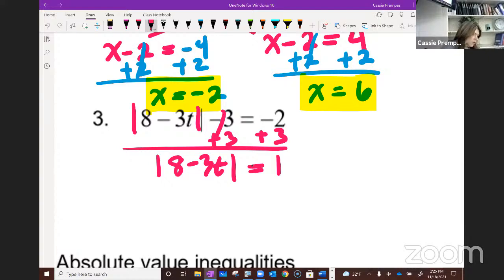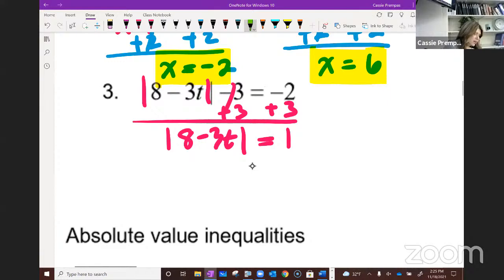Then I need to solve for both, but this time I'd like you to turn to your partner and let's do the person with the longest hair in the partnership. You turn and tell your partner what 2 equations you would set up. Michaela, I think that's you for Caleb. Can you tell him what you'd set up? I do 8 minus 3t equals -1, 8 minus 3t.